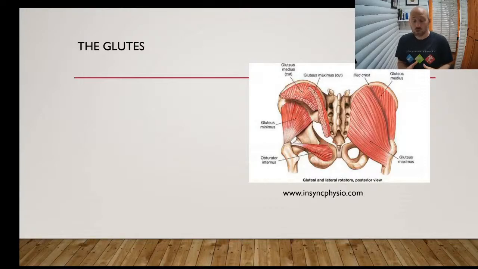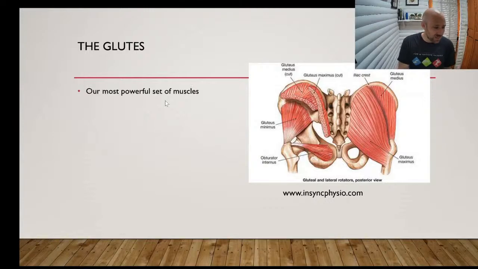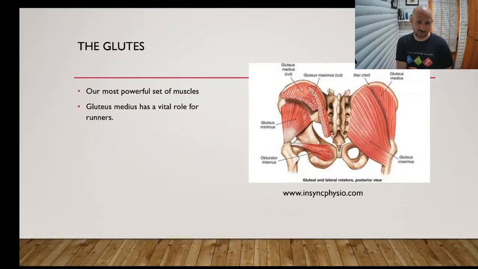The glutes is one that I want to start talking about because a lot of the dysfunction that we see at the hip, the glutes has a big part to play in it. We can see in this picture here, we have these big glute max muscles, glute med muscles, but deeper to that, we have lots of other muscles going on as part of this glute complex. These are things that we need to investigate. They are our most powerful set of muscles. And the gluteus medius in particular, when we see injuries related to running, has a vital role to play in terms of stabilising our hip joint.